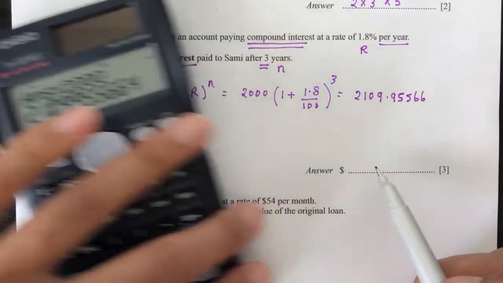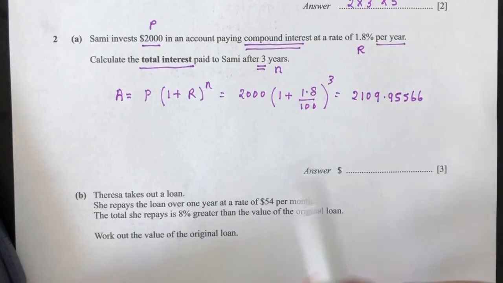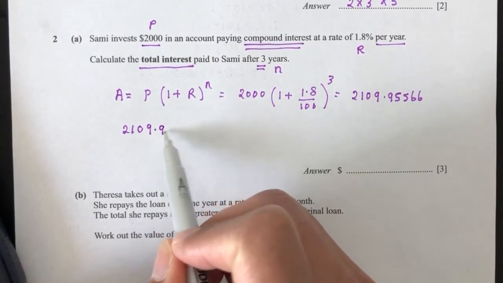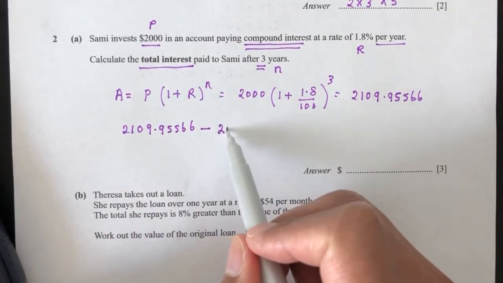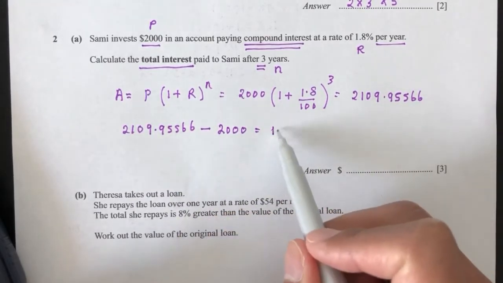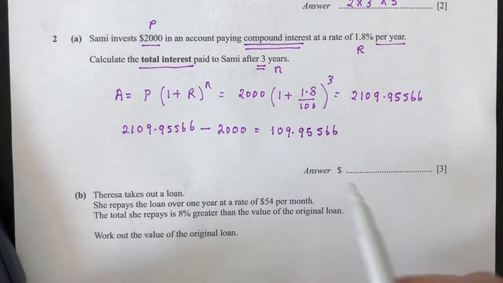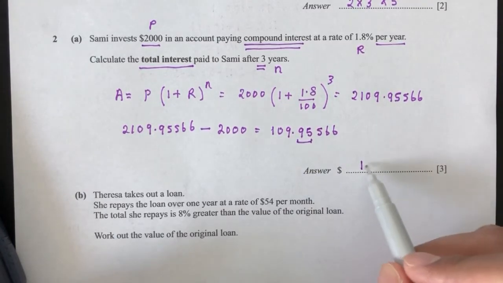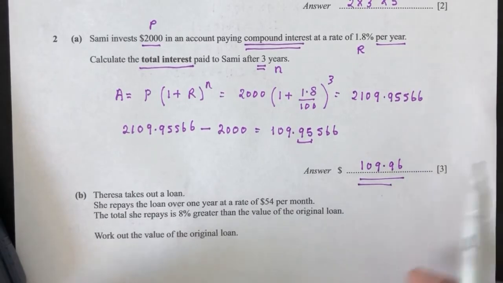You will have 2109.95566. So this is the amount that he will have after 3 years. So what is the interest? Interest will be this amount minus the initial investment, which is $2,000. So he will receive an interest of 109.95566. So let's write your answer correct to the nearest cent. That'll be 109.96. This is the interest he received over 3 years.